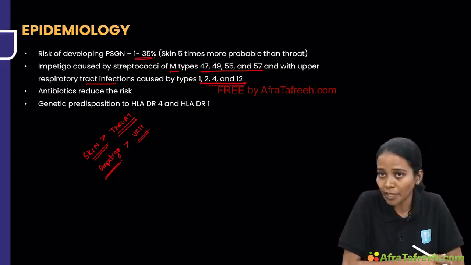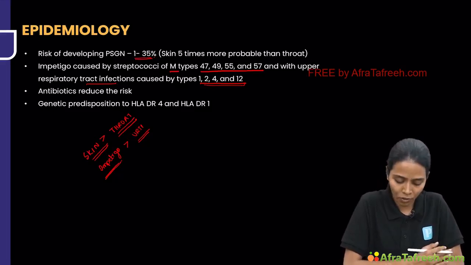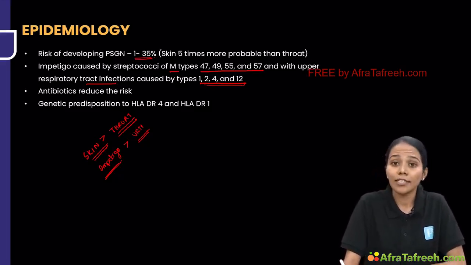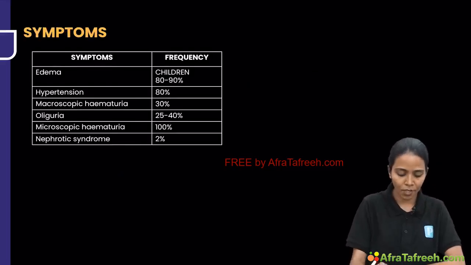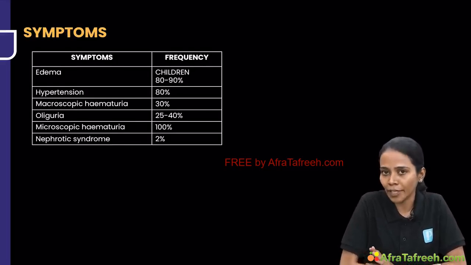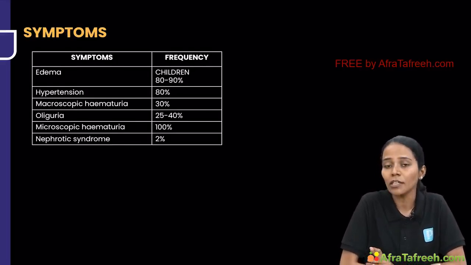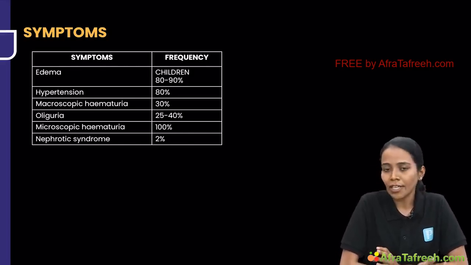Okay. Now when the person gets infection, antibiotics if given can reduce the risk of acquiring PSGN or the complications. Okay. And genetic predisposition occurs in HLA-DR4 and DR1. Okay. Now coming to the symptoms, like any other glomerulonephritis, there's going to be edema, there's going to be oliguria, there's going to be hypertension, elevated creatinine or reduced GFR, and urine features like hematuria.